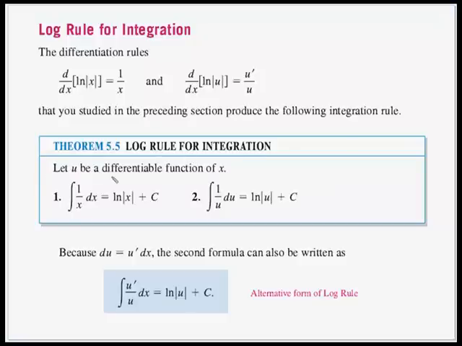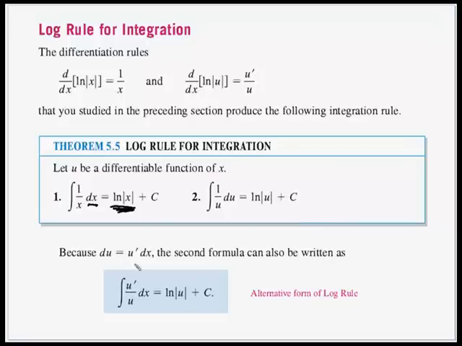Now, if we think in reverse, we know the integration rules for log functions. So we let u be a differentiable function of x. And here's the most basic one. We have our antiderivative of 1 over x dx, and that antiderivative is the natural log of the absolute value of x plus c. Remember, the natural log function only has positive values in its domain, so we have to make sure the absolute value bars are around the x. If we have a more complex function, a composite function, the antiderivative of 1 over u du is going to be the natural log of the absolute value of that inner function u plus c.